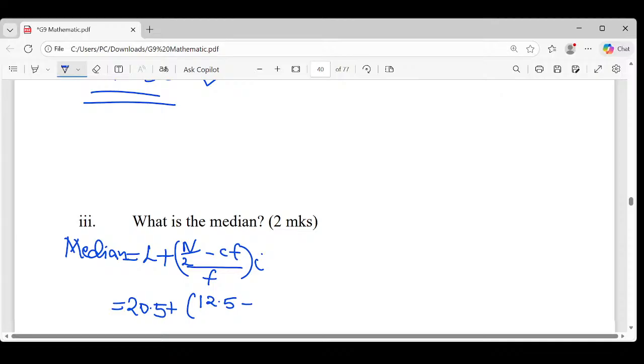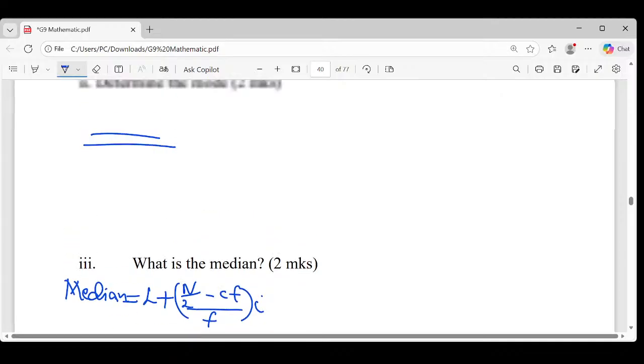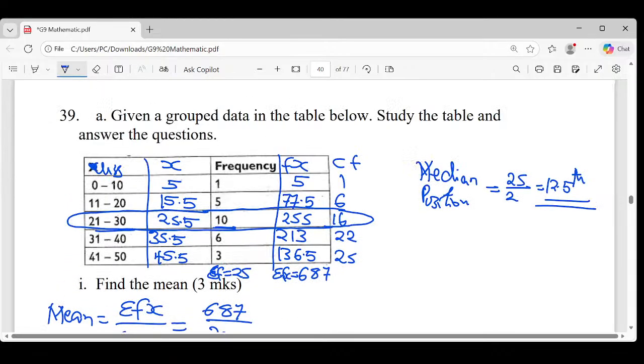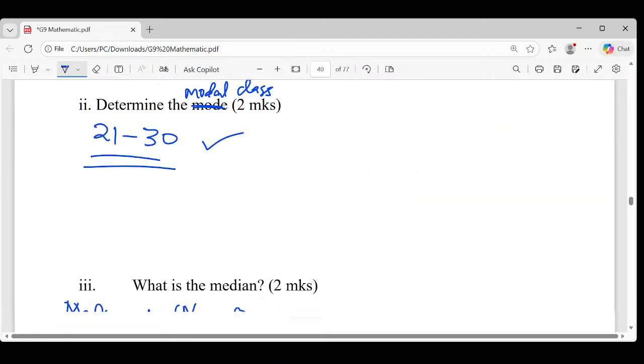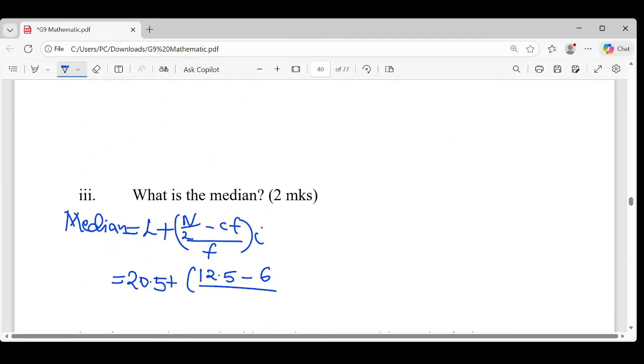Minus 6, all over the frequency of that median class. The frequency is 10 and the class interval will be 30.5 minus 20.5, that is 10. So over 10, which is the frequency, times the class interval of 10.